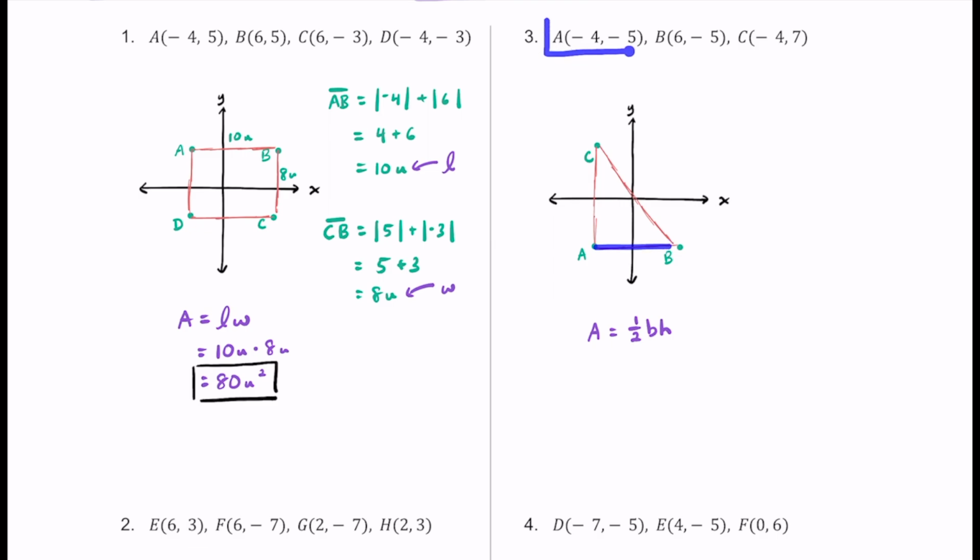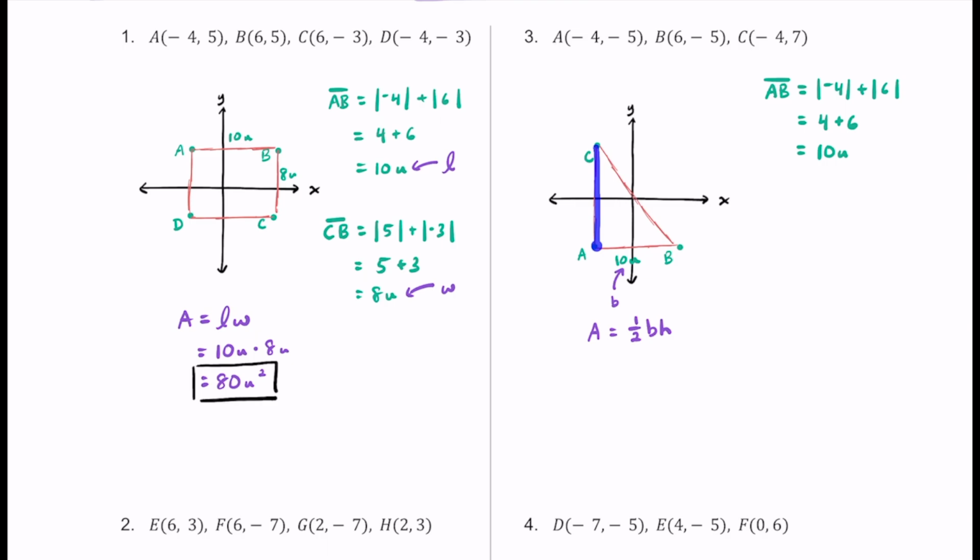So if we take a look at these 2 points, A and B, we're going to notice that they have matching y values of -5 and -5. So we look at their non-matching numbers of -4 and 6, and they're in different quadrants, so we're going to add their absolute values. So to find the length of segment AB, which is really the base of this triangle, that's going to be the absolute value of -4 plus the absolute value of 6. Now the absolute value of -4 is 4, and the absolute value of 6 is 6. So 4 plus 6, that's going to be 10 units. Okay, so that's going to be the dimension going across here, and that's going to be the base.